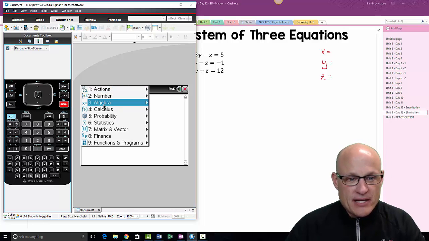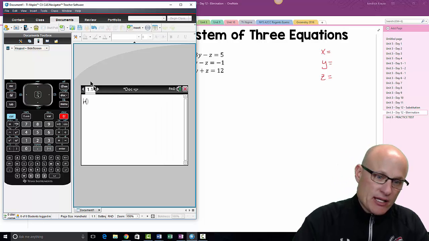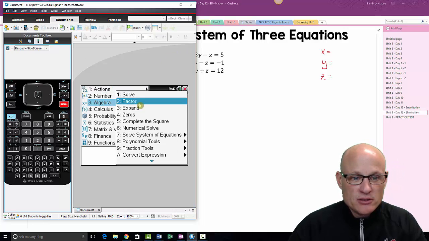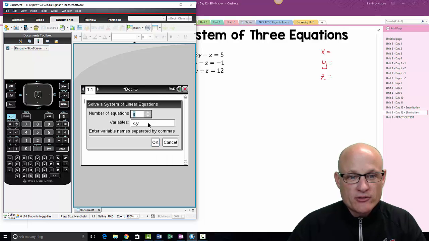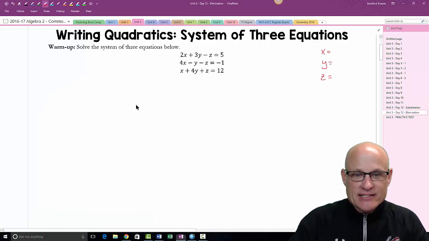All right, so I go to Menu, Algebra. Menu, Algebra, solve a system of equations. Come on, find it. And then solve a system of linear equations. Boom, there we go. We got 3 equations. Call it x, y, and z. Hit yes. And now I got to type it in.